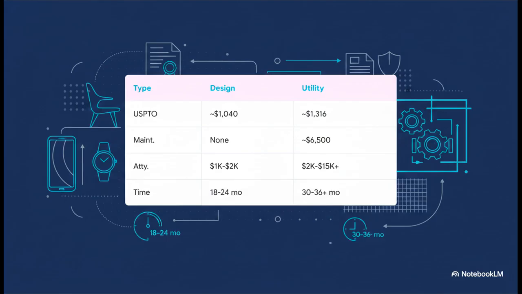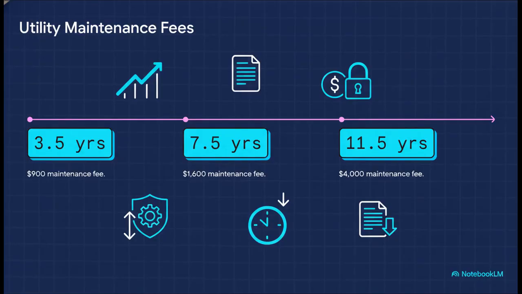A utility patent, on the other hand, requires a highly complex written specification that demands $2,000 to $15,000 or more in attorney fees depending on technical complexity, and it often takes 30 to 36 months or even longer to reach allowance. We also have to warn you about the hidden back-end costs.